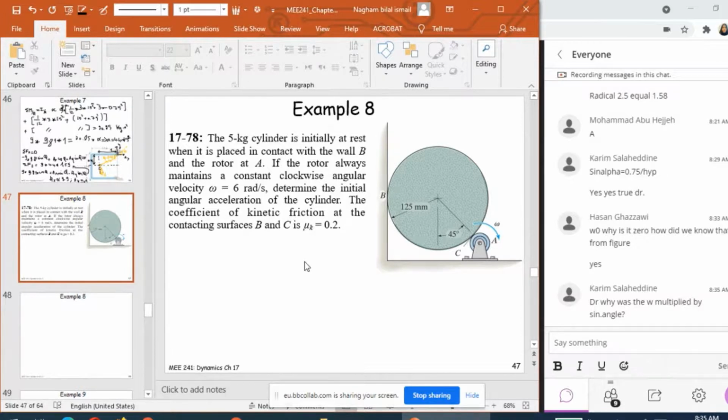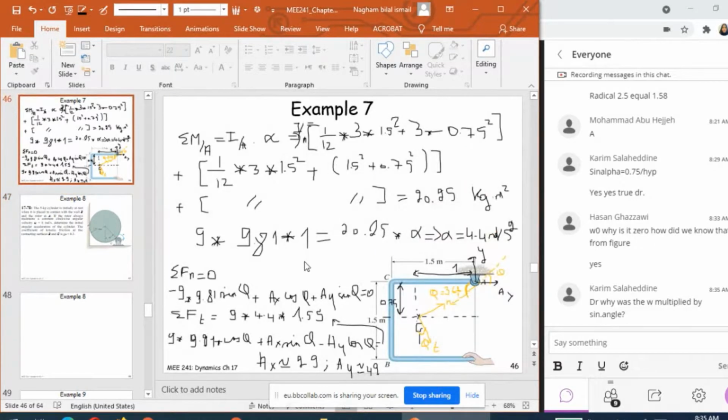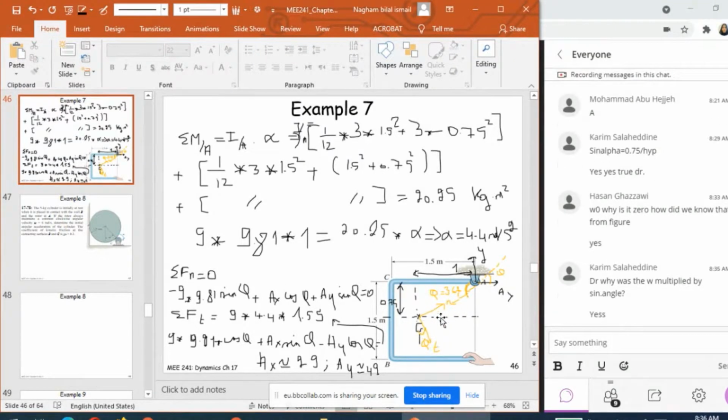So you have to find the same equations and apply them. Doctor, why was the W multiplied by sine alpha? Where? The weight, you mean? Because in fact, I'm doing it in tangential and normal direction. Okay? So I know that this is phi. All right? This is your phi here. So if you have to find the projection of the weight in the tangential direction, then this will be sine phi, not cosine phi. In the tangential direction, it is sine phi.